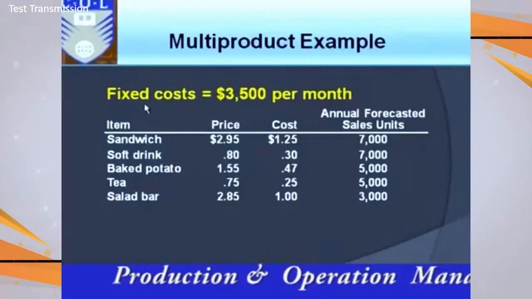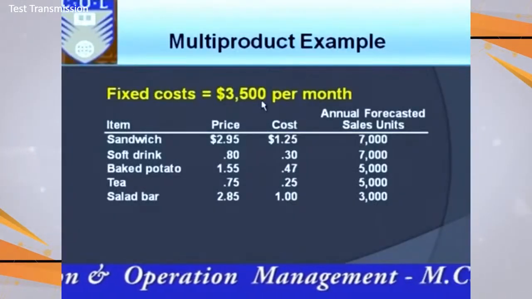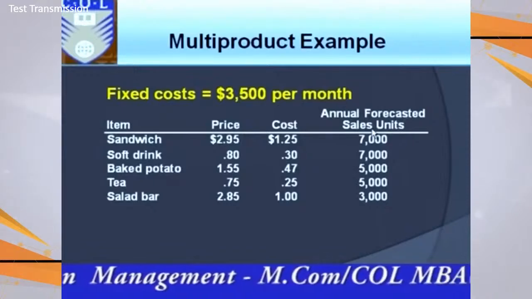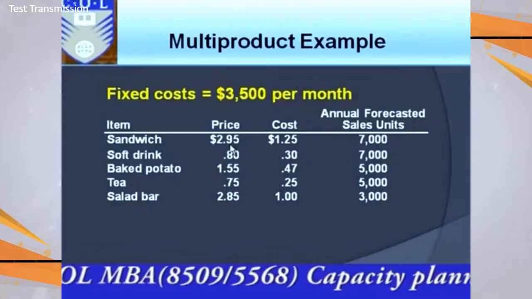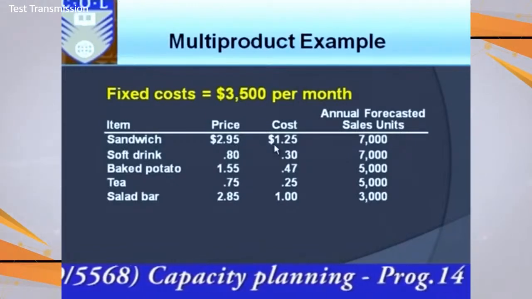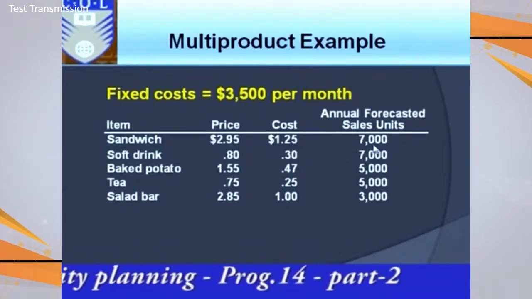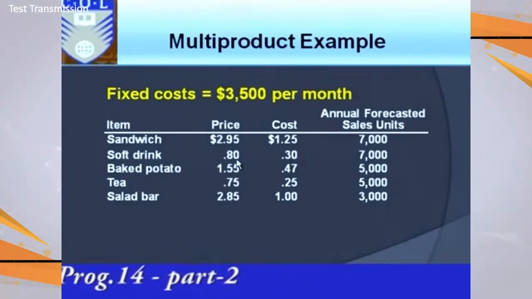For example, we have, let's say, a fixed cost of 3,500 per month, again in the bakery, coming to the bakery example. Our product 1 is sandwiches, price is this much, cost is this much, annual forecasted sale is this much. Soft drinks, price, cost, annual sales, baked potato, tea, salad bar, and so on.